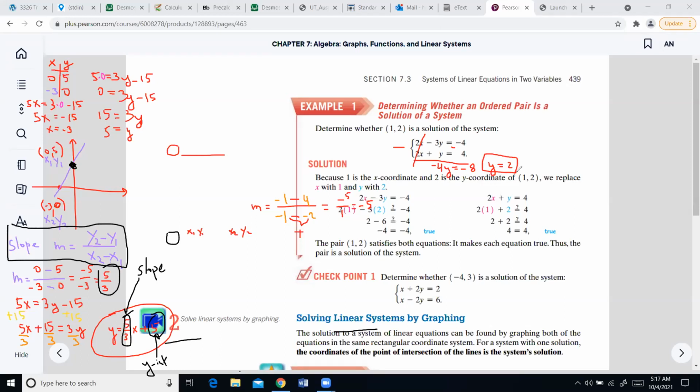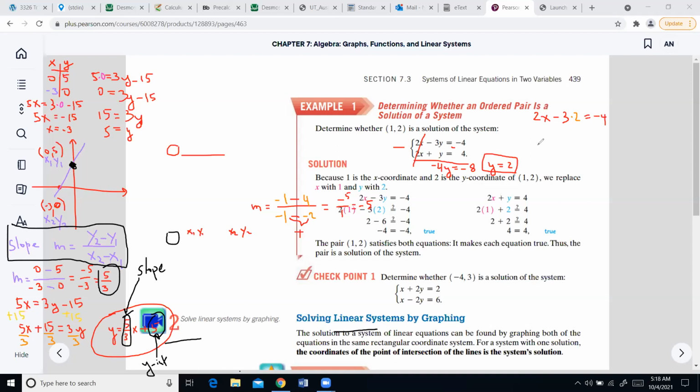And then to find x, what I can do is plug this 2 into any one of these two equations. So if I have 2x, let's say first equation, minus 3y is equal to negative 4, then what I can do is replace my y with number 2. So I'll plug 2 right here where y is, and find x.